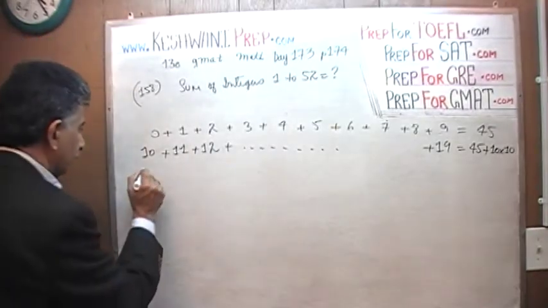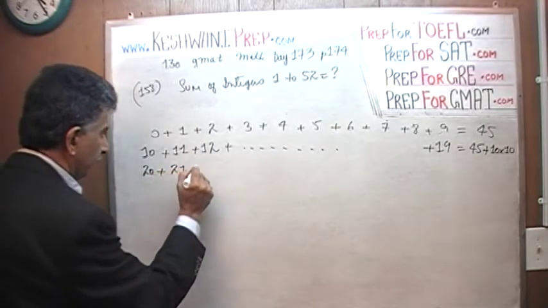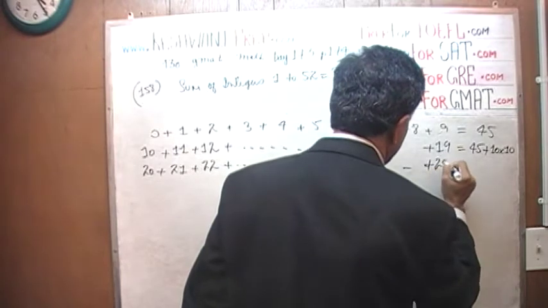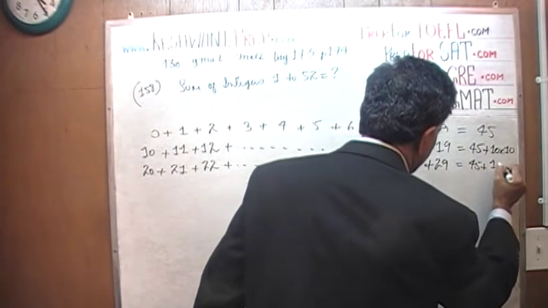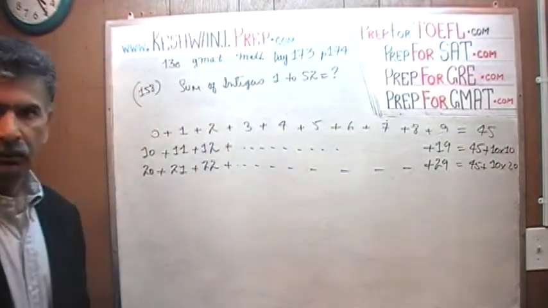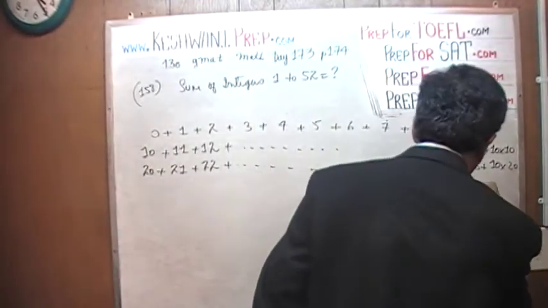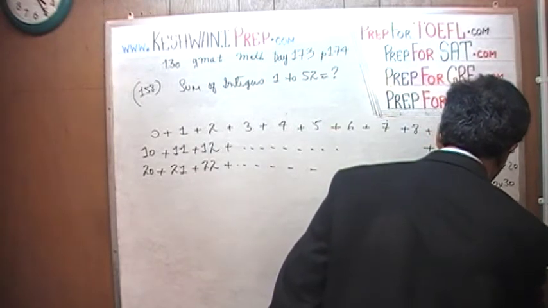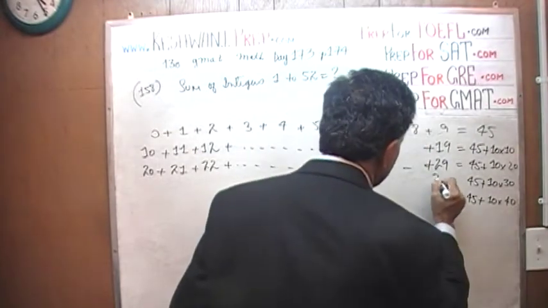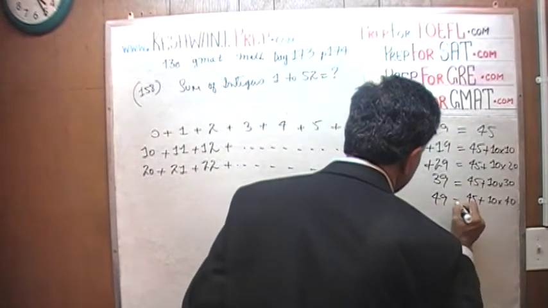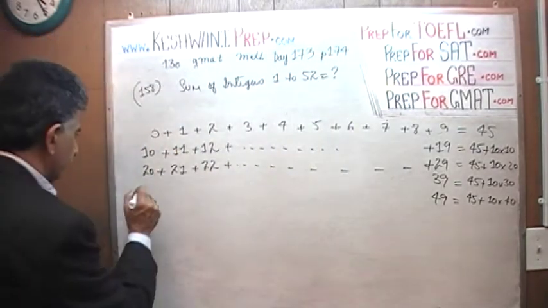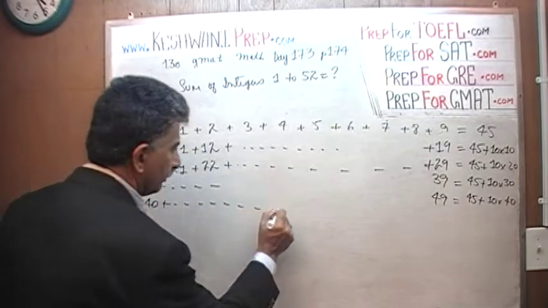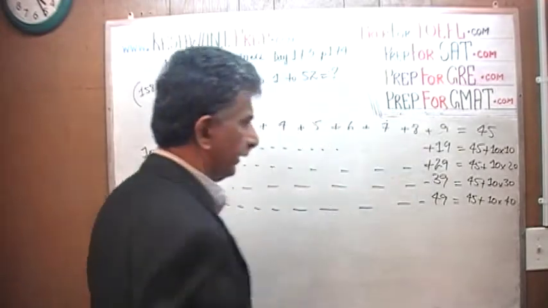What's going to be the sum of the next 10? 20 plus 21 plus 22 plus all the way up to 29. Well, that's the same as 45 plus 10 20s. Similarly, 45 plus 10 30s, and then 45 plus 10 40s, and that will bring us up to 39, and this is going to bring us up to 49. Are you with me? So this starts with 30 and goes all the way through to 39, and this starts with 40 and goes all the way through to 49.